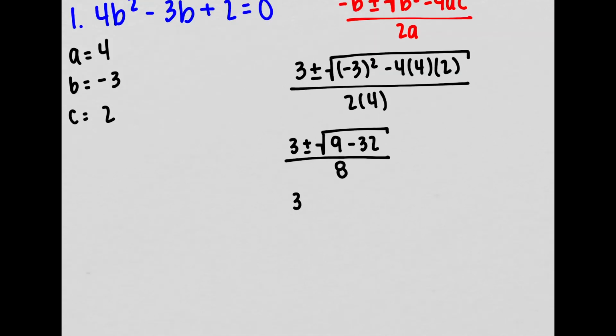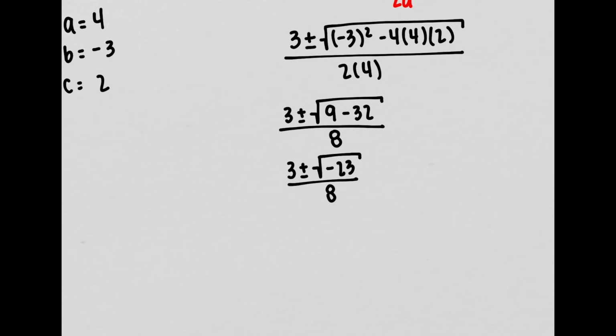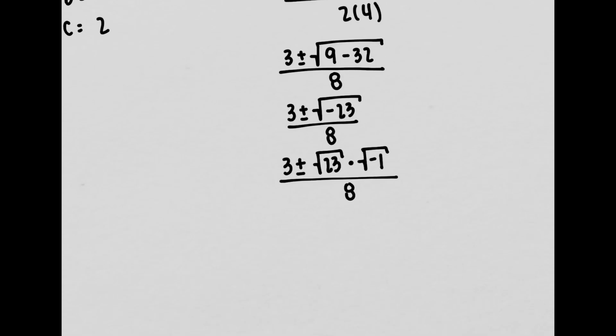So now I have 3 plus or minus the square root of 9 minus 32 gives me a negative 23 over 8. Now I have that negative number underneath the square root, and I can't do that. What that means is I have 3 plus or minus, I have the square root of 23 times the square root of negative 1. All I did was pull out that negative, and it's still over 8. Now we just talked all about imaginary numbers, so I know this is now 3 plus or minus the square root of 23, and instead of the square root of negative 1, you need to write i over 8.